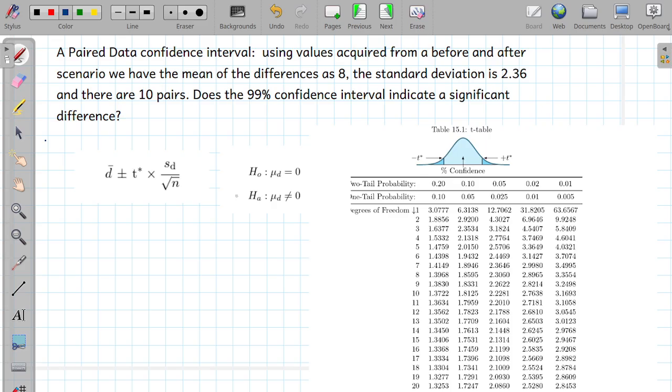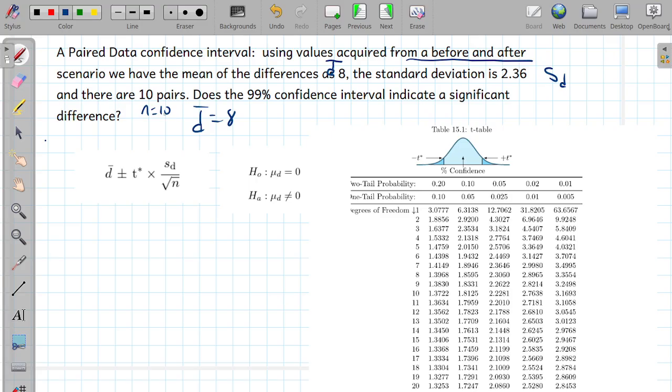Well, this is a before and after scenario, so this gives us a big hint that we need to do a paired t-test, or a paired confidence interval in this context. The average of the measured differences is 8, so we're going to call that d bar. So d bar is 8. The standard deviation of those differences is 2.36, we'll put a subscript d for that, and there are 10 pairs, so n is equal to 10, not 20. Don't make that mistake. If it was a two-sample test, it would be different, but because we're working with pairs, there's 10 of them.